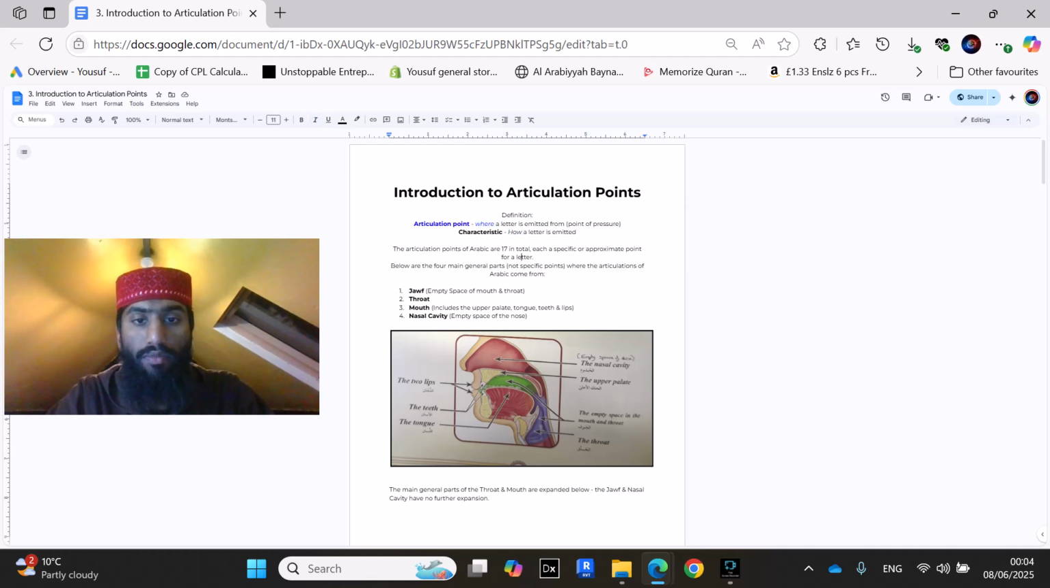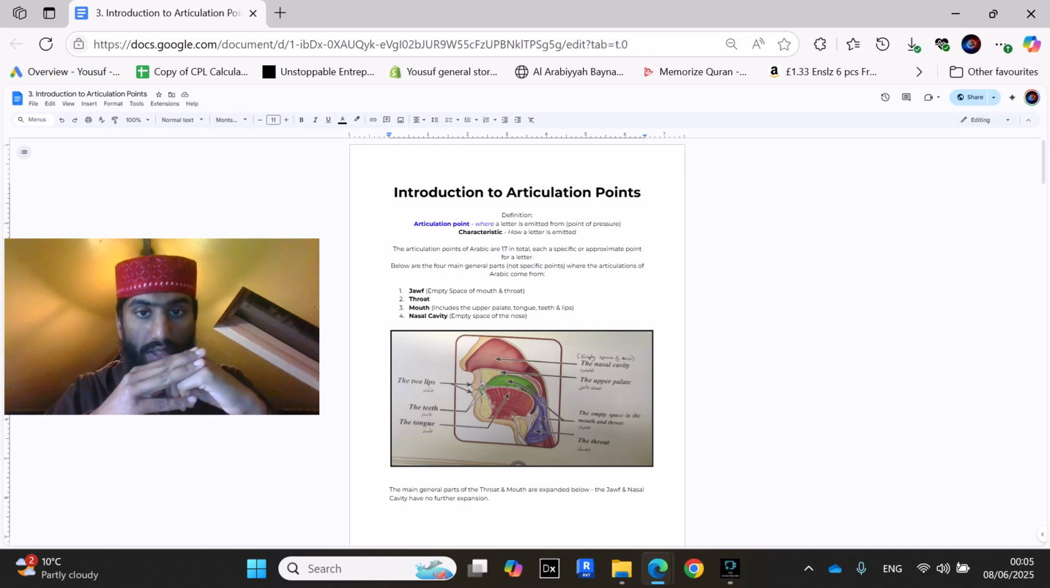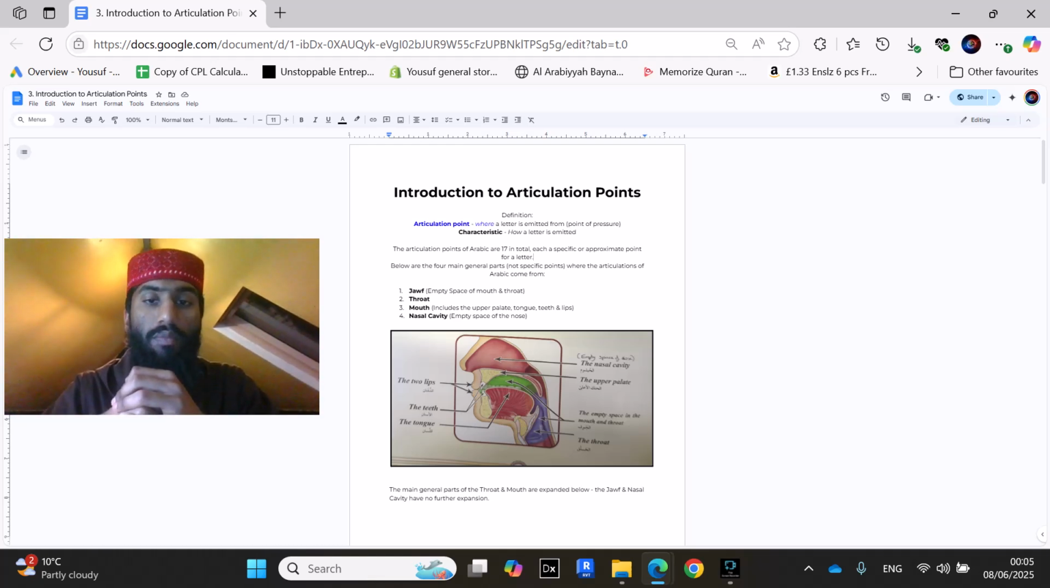Now, the articulation points are 17 in total. Each has a specific or approximate point. We'll look at that in detail later on. Specific means that it's specifically one point. For example, the tongue has for lam a specific place, which is the edge of the tongue. However, the letters from the jawf, which is the empty space, are not a specific place. For that reason, that's called an approximate articulation point.